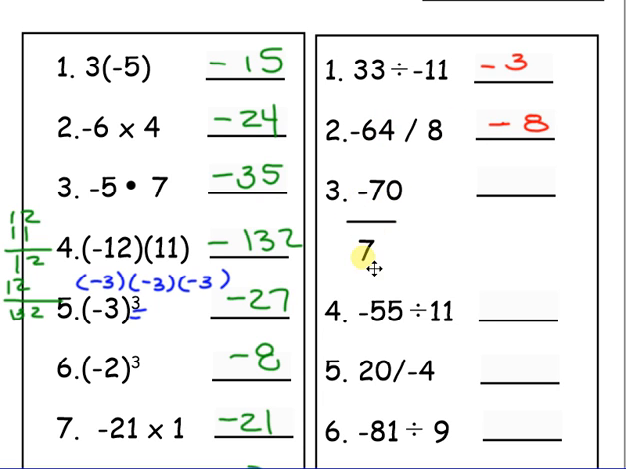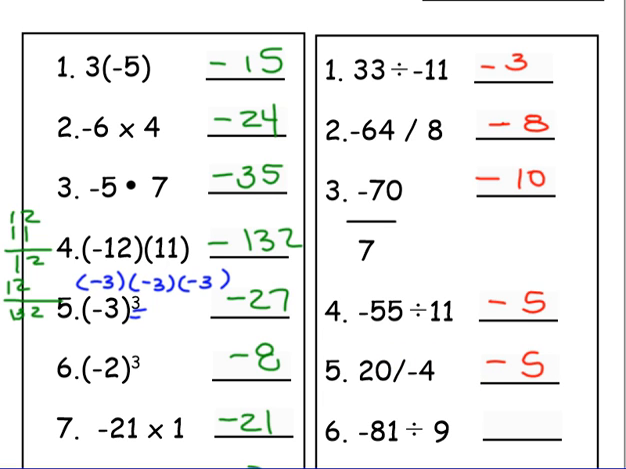Negative 70 divided by 7. Negative divided by a positive is negative. 70 divided by 7 is 10. Negative 55 divided by 11. Negative divided by a positive is a negative. 55 divided by 11 is 5. 20 divided by negative 4. Positive divided by a negative is a negative. 20 divided by 4 is 5.